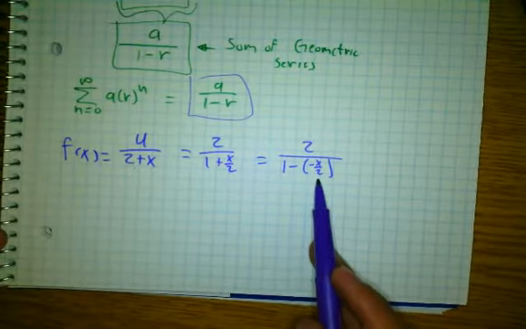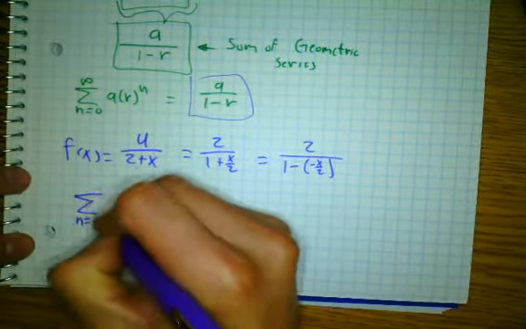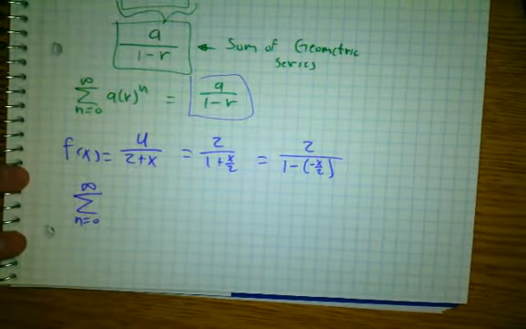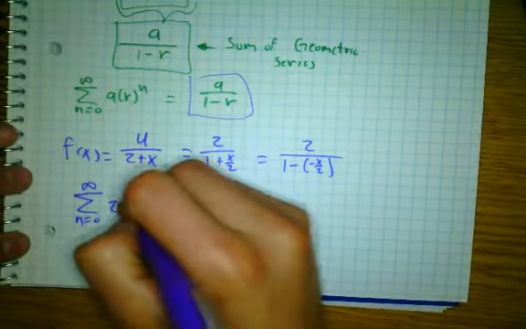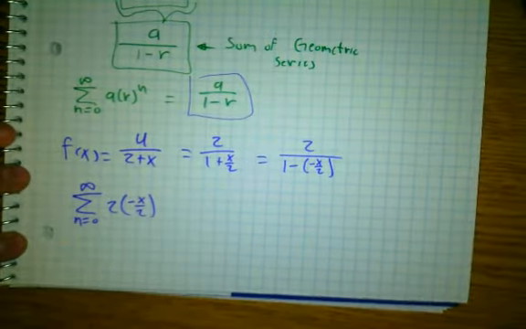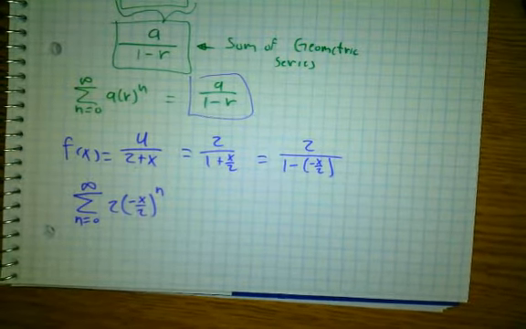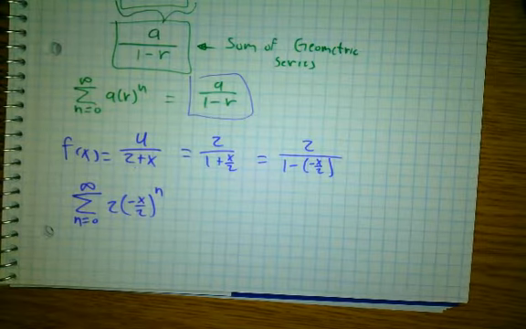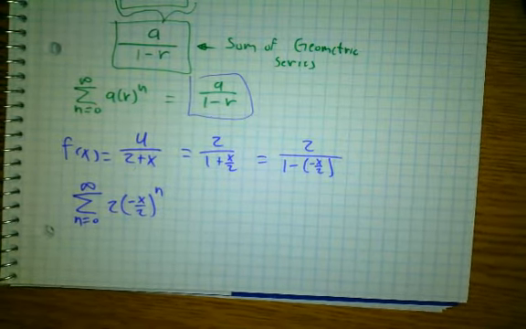Because look, we're here. Now that you're here, you are ready to write your power series. What's your A value? 2. What's your rate? To the n. That's it. That's it.